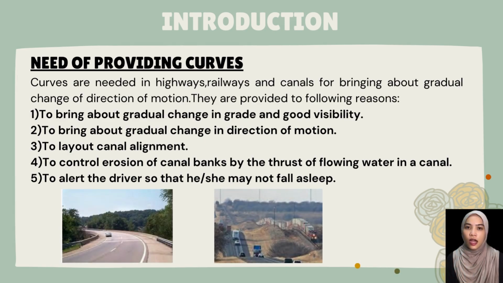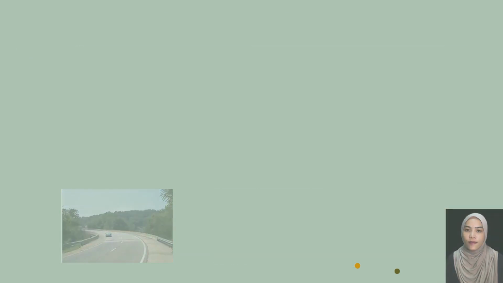Okay, next, needs of providing curves. Curves are needed in highways, railways and canals for bringing about gradual change of direction of motion. They are provided for the following reasons. Number 1, to bring about gradual change in grade and good visibility. Number 2, to bring about gradual change in direction of motion. Number 3, to lay out canal alignment. Number 4, to control erosion of canal banks by the flow of water in a canal. And number 5, to alert the driver so that he or she may not fall asleep.